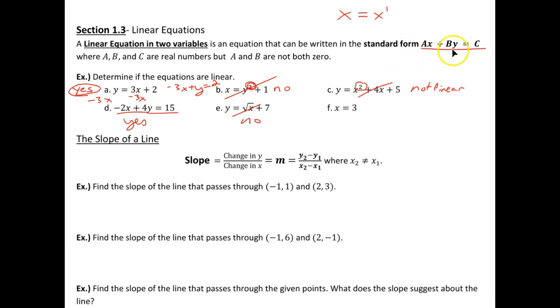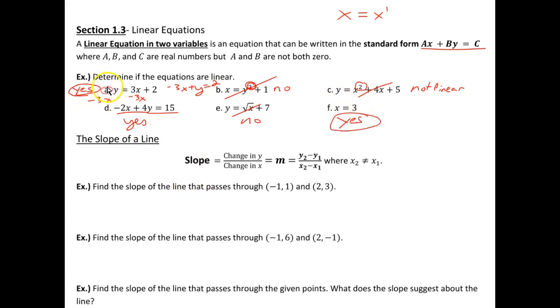This last one here, well, I don't have a y, but that's okay, because we said before that a or b could be 0. They just can't both be 0. So in this case, b is 0. 0 times anything is 0, so the y variable is gone, but I still have x, and that's okay. And x is to the first degree, so yes, this is a linear equation.